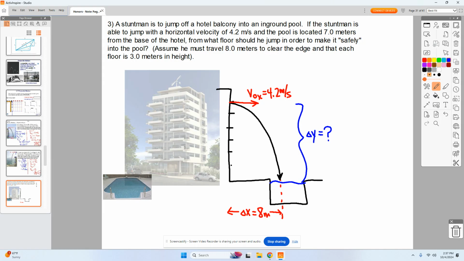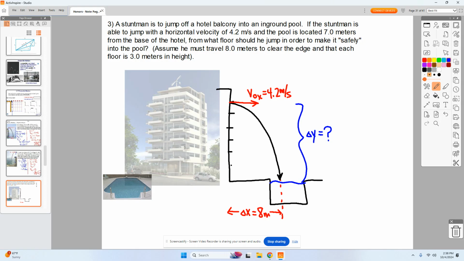How'd you do? Got a drawing that looks something like that? Probably don't have red and blue on there because you don't have the colors like I have up there, but the horizontal velocity is 4.2 meters per second. He's got to travel 8 meters. I would like to figure out from what height he has to jump.